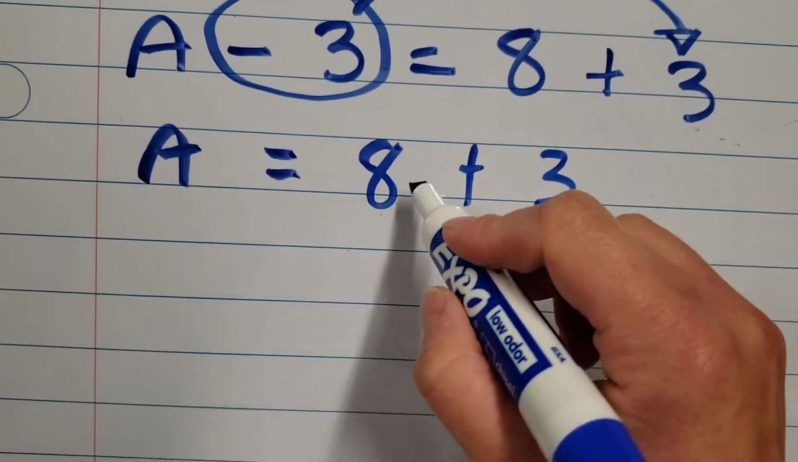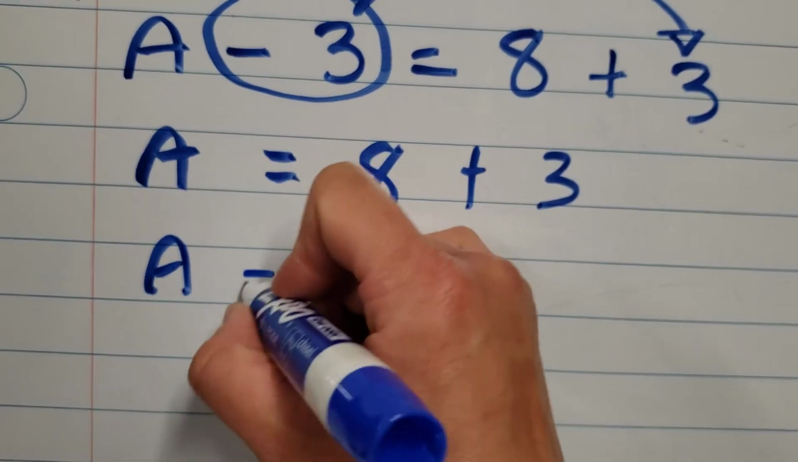Well, what is 8 plus 3? 8 plus 3 is 8, 9, 10, 11. So I'm going to write in a equals 11.